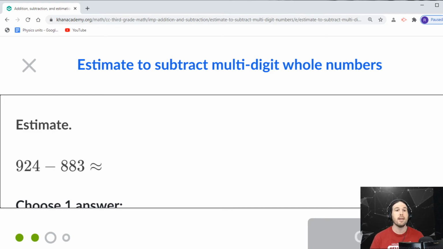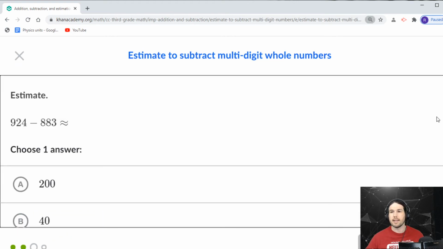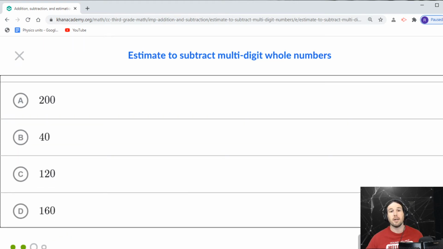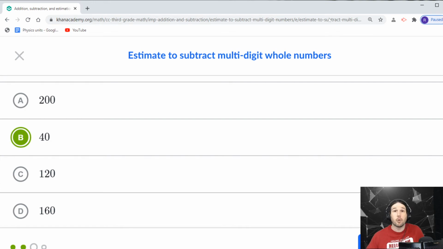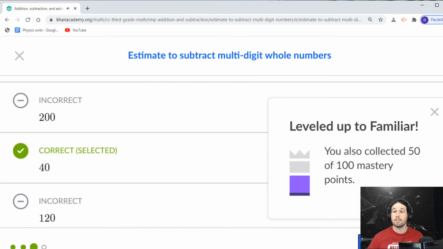We are estimating. 930-ish minus 900-ish gives me probably about 30 to 50, maybe, is what I'm thinking. And then I'm going to scroll down and see. I said 30 to 50. Well, 40 is right in between what I thought it was going to be. And that's our answer.